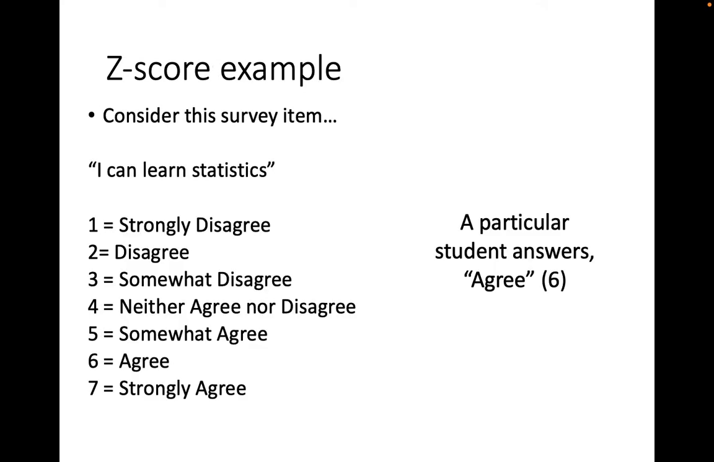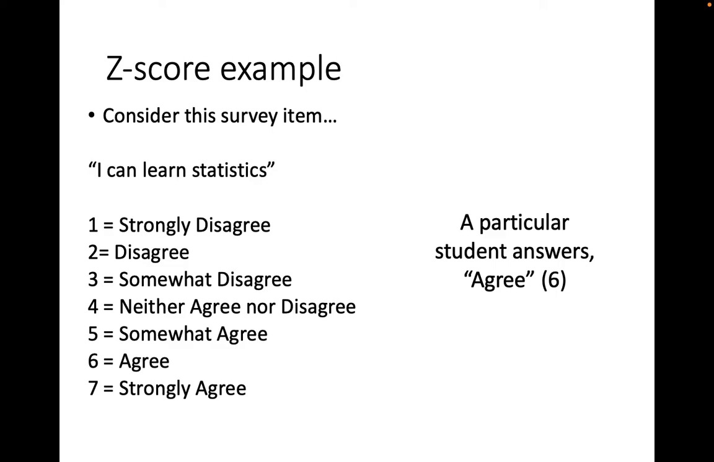Let's do an example. Consider this survey item. I can learn statistics, with a response scale from strongly disagree to strongly agree. We have a particular student who answers 6. They agree, I can learn statistics. What can we say about this student? Well, we can say that they agree with the statement because their score was 6, which corresponds to agree. And I guess based on the response scale, we can say that they have some degree of confidence.